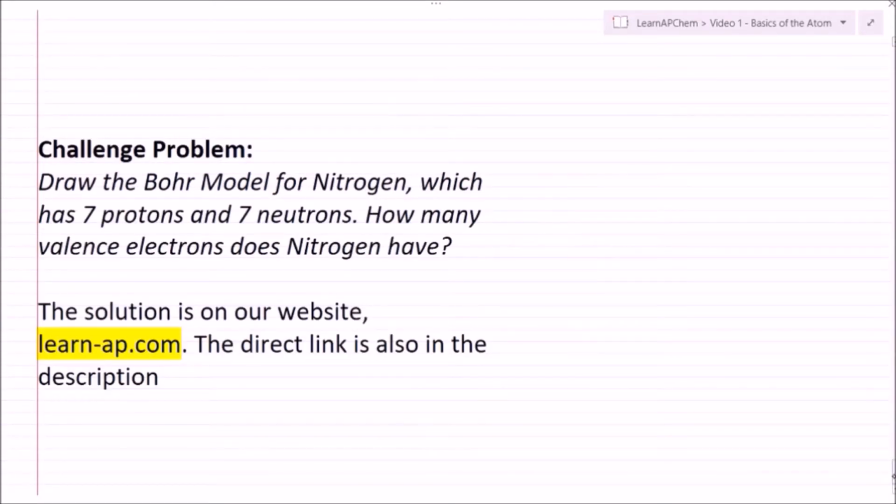Alright, so that brings us to today's challenge problem. Draw the Bohr model for nitrogen, which has 7 protons and 7 neutrons. Also, how many valence electrons does nitrogen have?